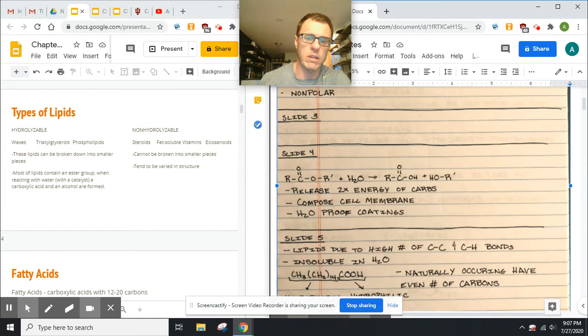One of the things about lipids is they release about twice as much energy as carbs. That's why they're a long-term energy source. They compose cell membranes, and you can make waterproof coatings.